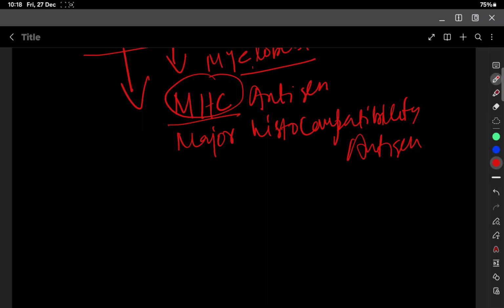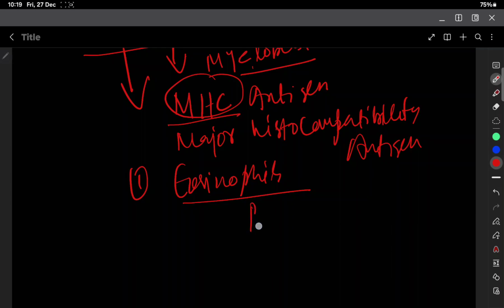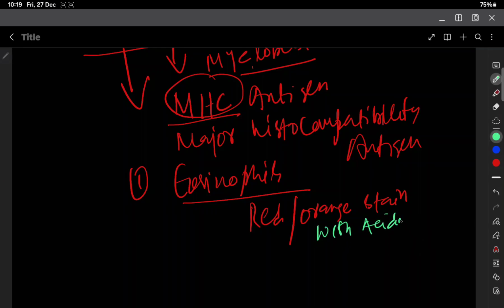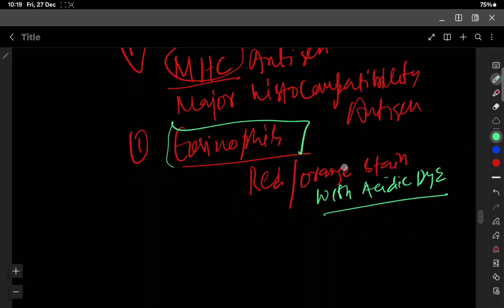Okay, and they contain clear granules in the cytoplasm that can be seen under the light microscope. It is divided into three types. First one is eosinophils. The granules of eosinophils produce a red or orange stain with acidic dyes. If they are put in acidic dye, they will produce a red or orange stain. Eosinophils are the first type of granulocytes.